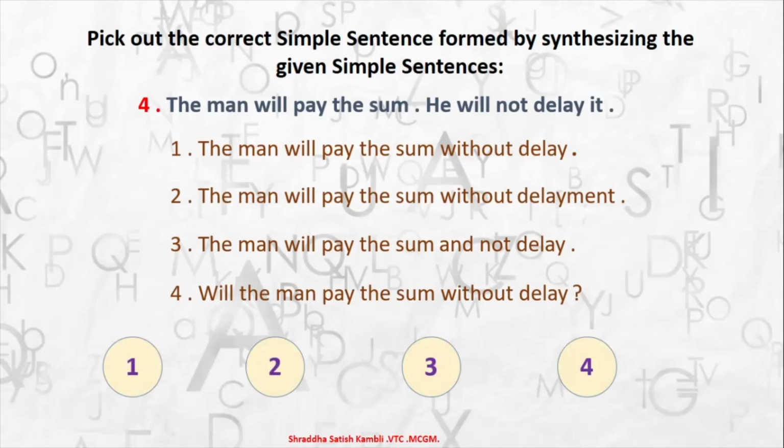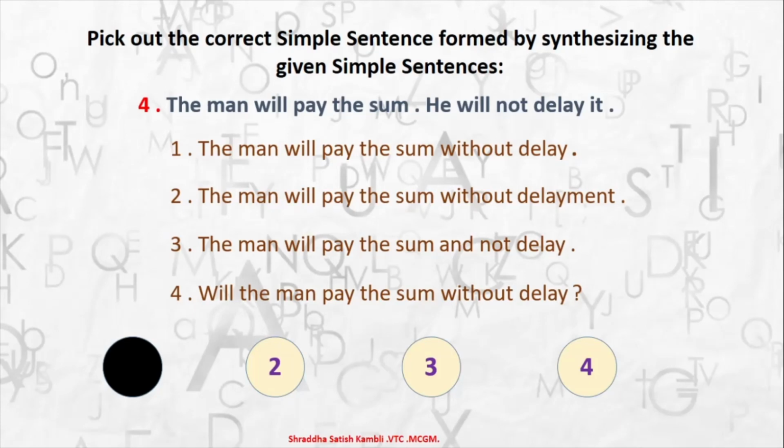It will be option number 1. The man will pay the sum without delay. That is, he will not make any delay in paying the sum. Now here the word delayment is used. So please check whether this word is correct. Okay, I will not tell you whether it is right or wrong. So please pick up the dictionary and see whether this word delayment is there in the dictionary. So this is one more way of learning vocabulary. When you look at a word and you have a doubt about it, always check it up in the dictionary.